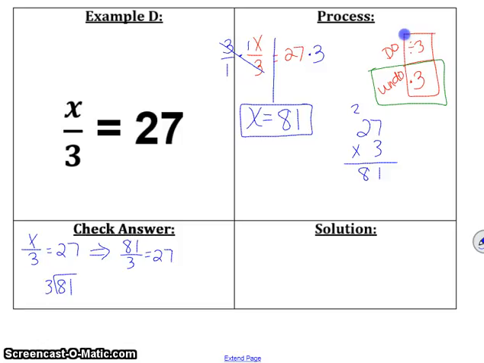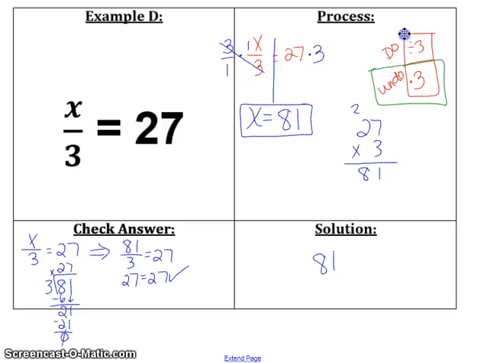81 divided by 3. Well, I know 3 goes into 8 2 times. 3 times 2 gives me 6. 8 minus 6 is 2. I bring down my 1. 3 goes into 21 7 times. So now that I've worked that out, I know that 27 is actually equal to that 27, and so I can check that off. So therefore my solution is 81.